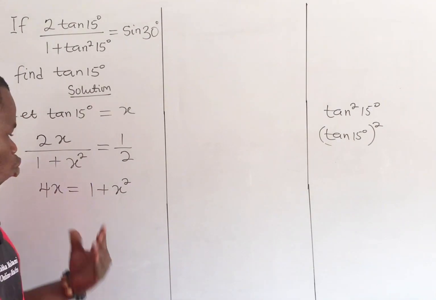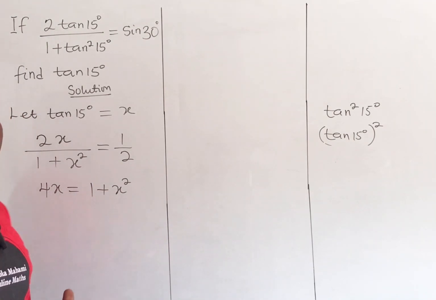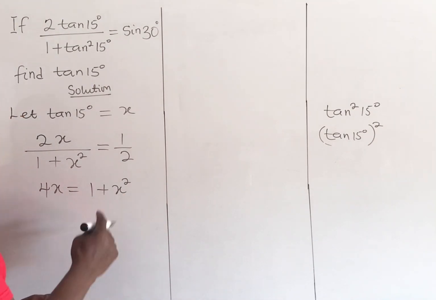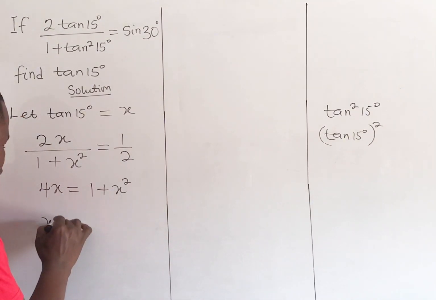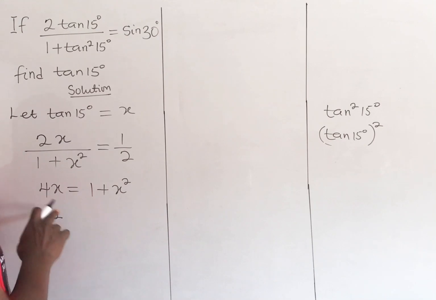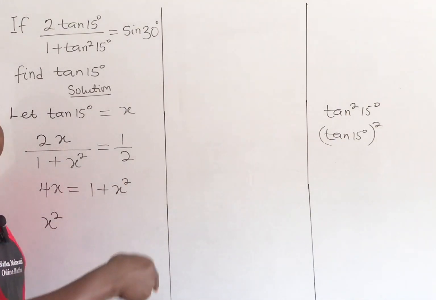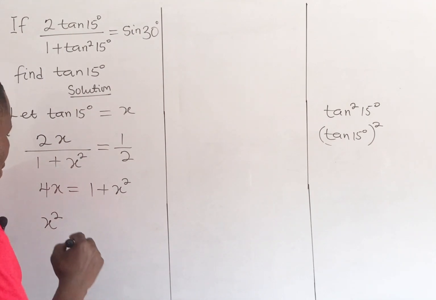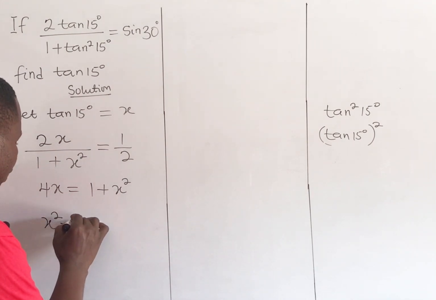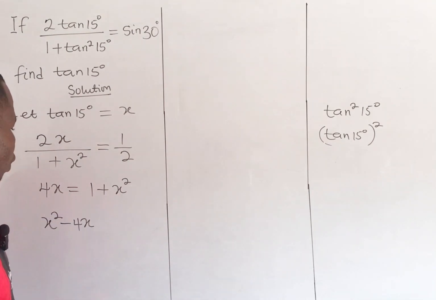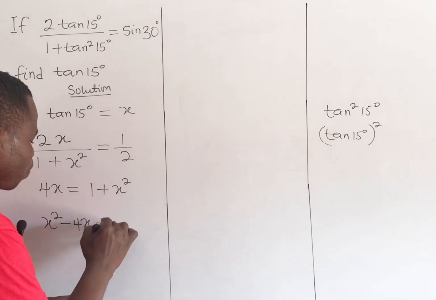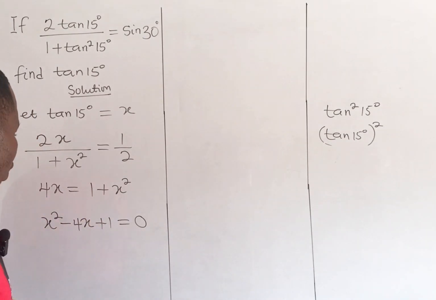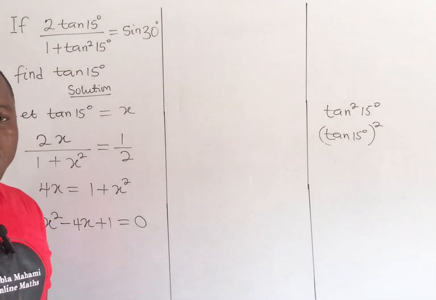Then I have to rearrange this equation so that I can solve it easily. So 1 plus x squared, let me start by writing it as x squared. You know that this is 4x. Sending it to the right hand side, since it is positive, it will now be negative 4x. Then this is already here, which is plus 1. Then everything will now be equal to 0. This is now a quadratic equation.